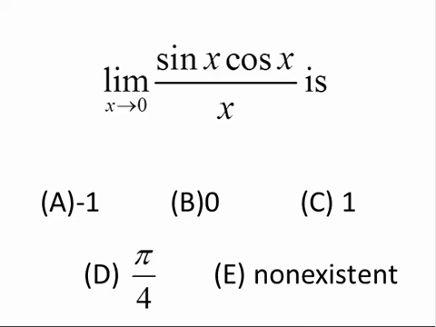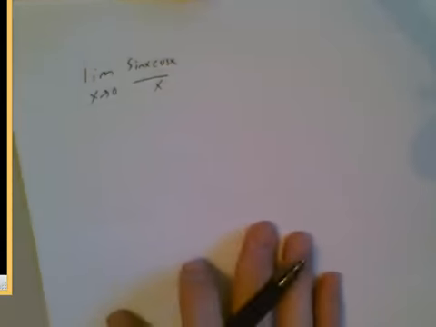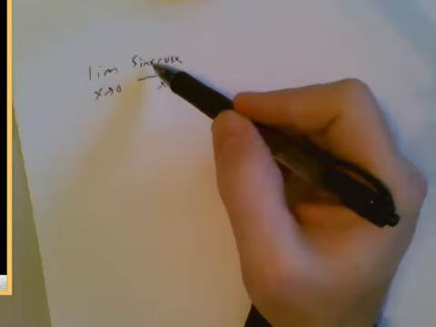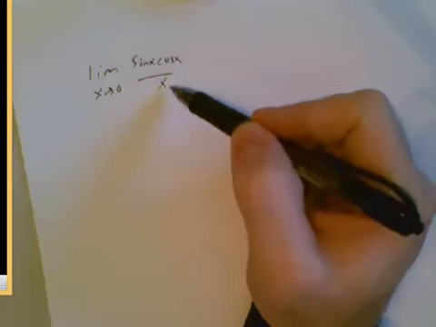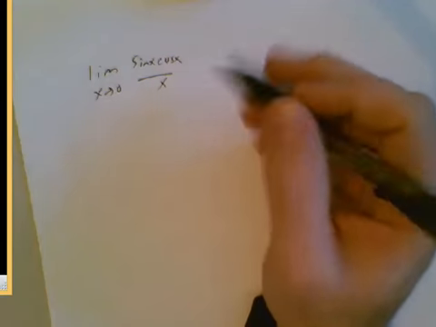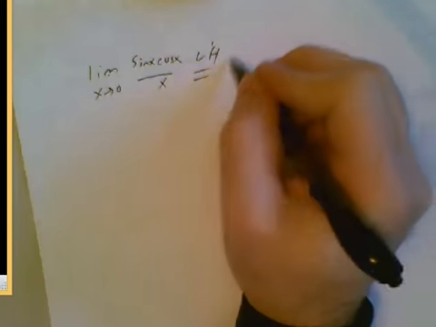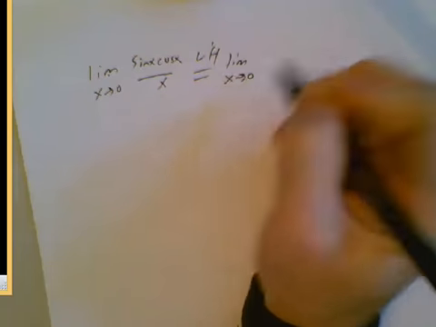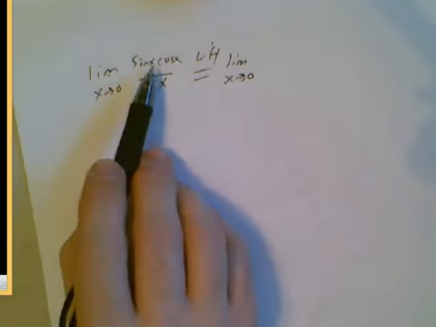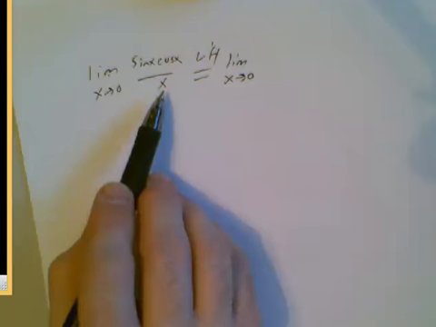Alright, so we have the limit as x goes to 0 of sine x cosine x over x, right? Let me move this out of the way. If I put in 0, of course I get 0 times 1, which is 0 over 0, so there's my indeterminate form. Now I'm going to use L'Hopital's rule. So L'Hopital's rule says take that limit as x goes to 0, but apply it to the derivative of the numerator and denominator and see what you get.